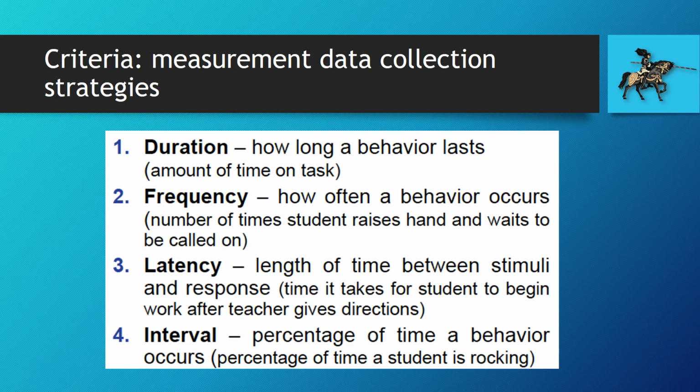Duration is how long a behavior lasts. Frequency is how often a behavior occurs. Latency is the length of time between stimulus and response. Interval is the percentage of time a behavior occurs.